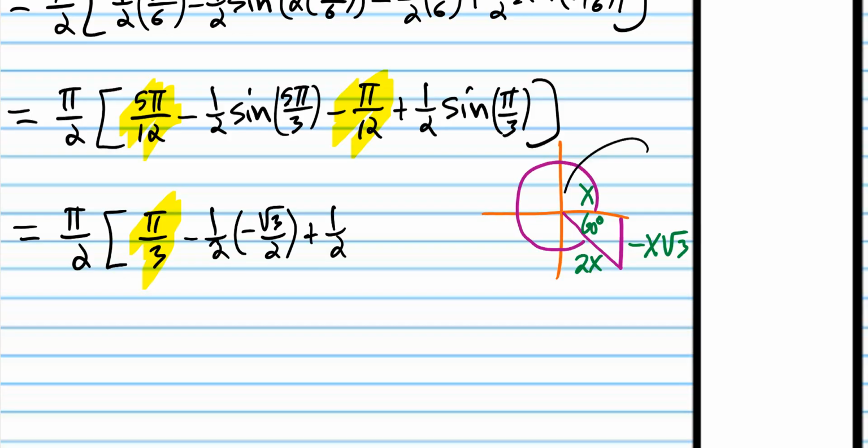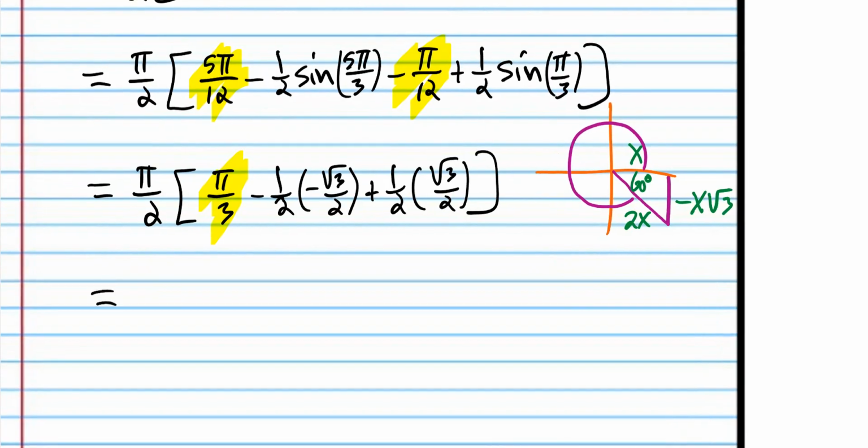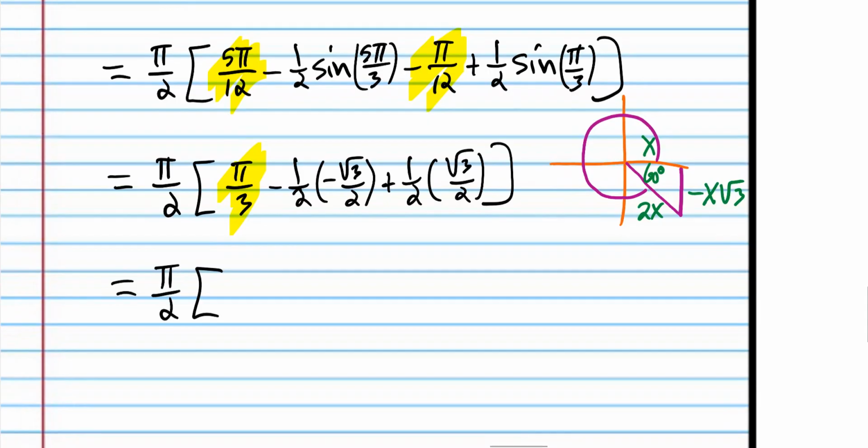And then you're going to do the same thing in the first quadrant for pi over 3. Pi over 3 is 60 degrees. So we have positive root 3 over 2. Okay, so simplifying, looks like we're going to have pi over 3, and then we're going to have plus root 3 over 2, it looks like.